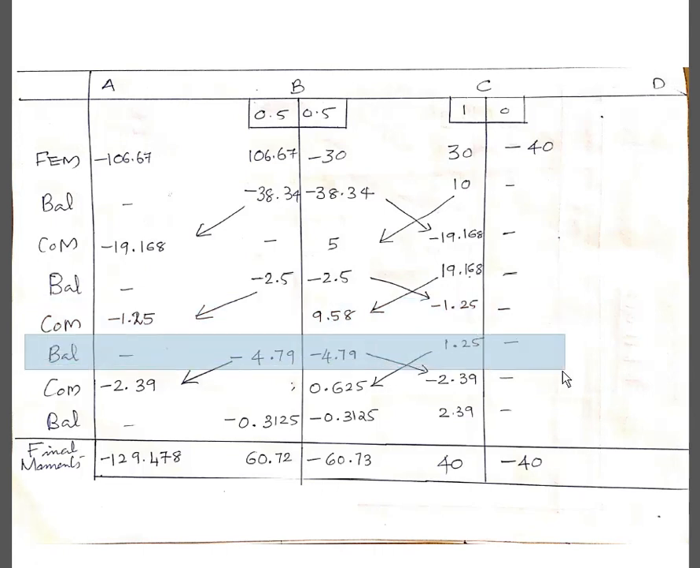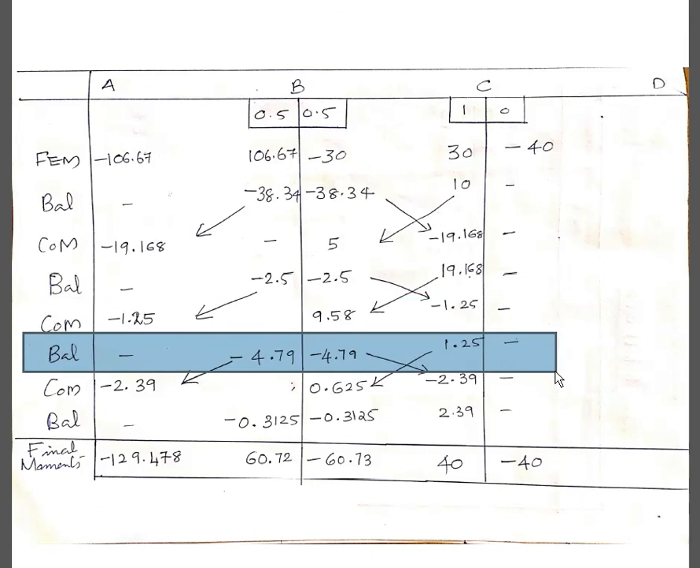So when you balance, the remaining moment at B is 9.58. So 9.58 into 0.5 into minus 1 is minus 4.79. So minus 4.79 for BA and minus 4.79 for BC. And for C, the remaining moment is minus 1.25. So the balancing moment will be 1.25 as the distribution factor is 1 for CB, and for CD it is 0. So here we cannot stop as the moment values are higher. So now we have to go for one more carryover.